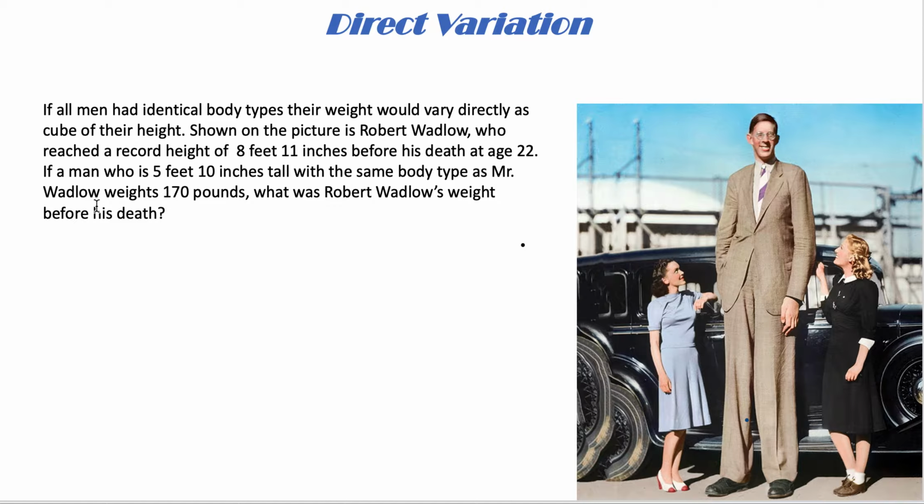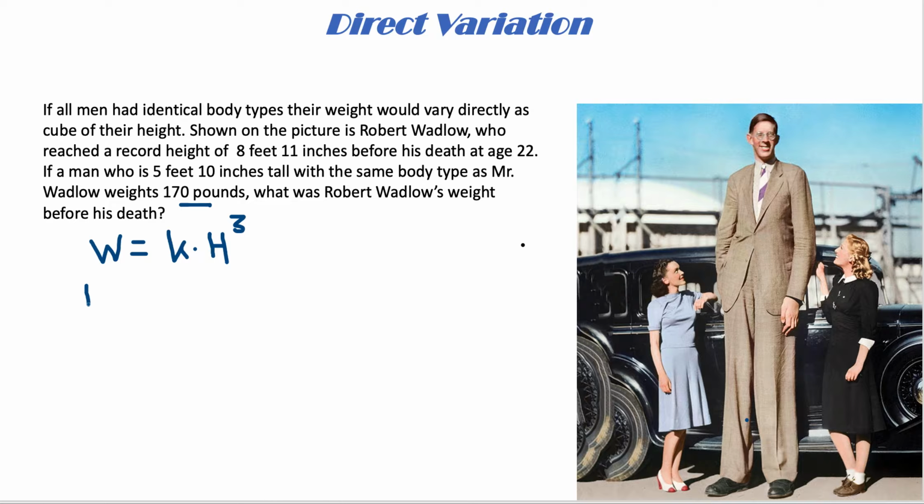First of all, let's create an equation for a direct variation. The weight varies directly, which means we have a multiplication of k times the cube of the height. We know that a man 5 feet 10 inches tall with the same body type as Mr. Wadlow weighs 170 pounds. That is the weight.